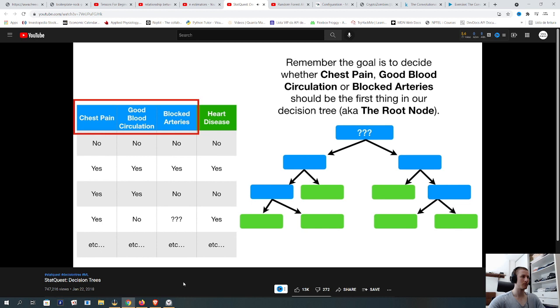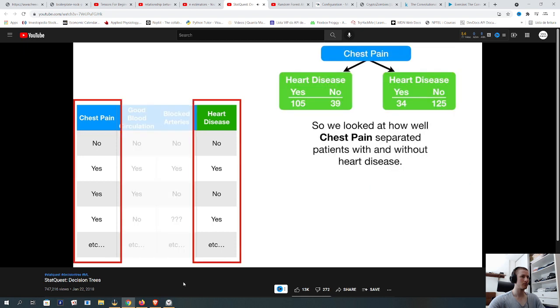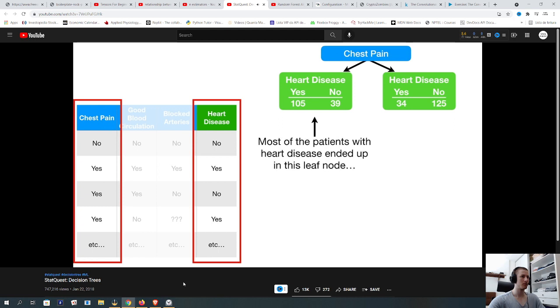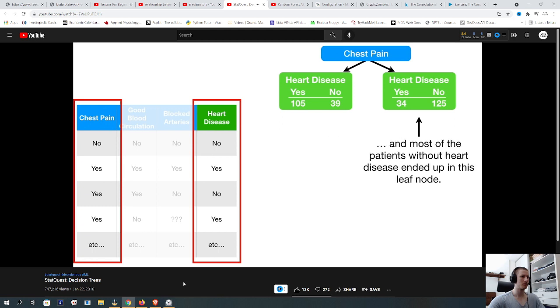Remember, the goal is to decide whether chest pain, good blood circulation, or blocked arteries should be the first thing in our decision tree, aka the root node. So we looked at how well chest pain separated patients with and without heart disease. It did okay, but wasn't perfect. Most of the patients with heart disease ended up in this leaf node, and most of the patients without heart disease ended up in this leaf node.